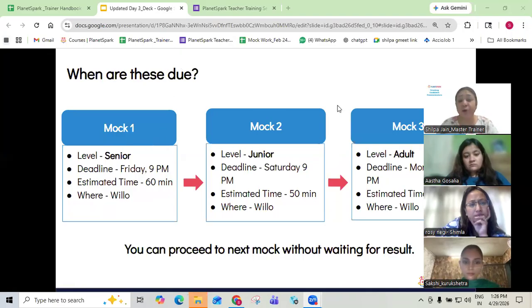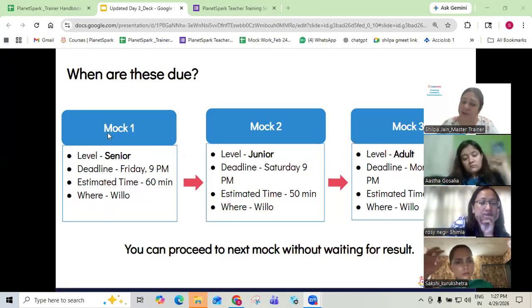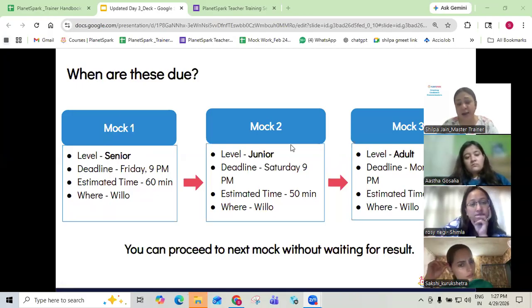Teachers, please don't wait for the results. Sometimes it has been observed that maybe Astha attempted her mock on Friday, but on Saturday she didn't attempt her mock 2. When we give a call to Astha, usually we don't, but sometimes, if the tech team is free, she'll say the result for mock 1 was not uploaded and that is why I did not start attempting my mock 2. Don't do that.